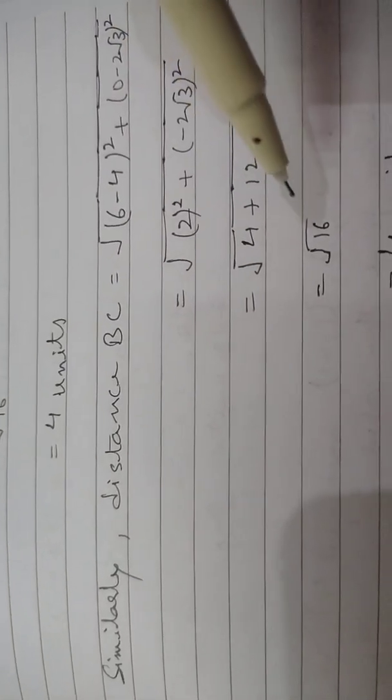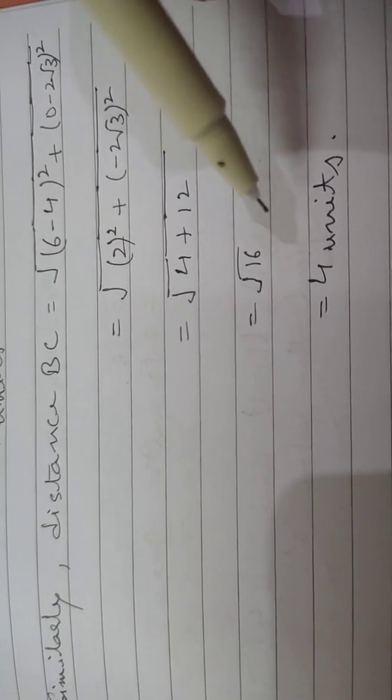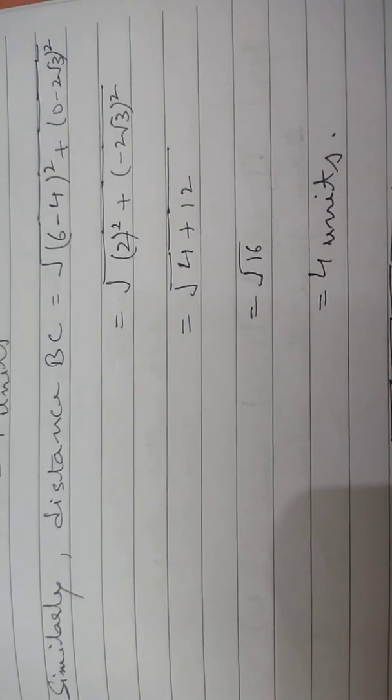Now 4 plus 12 will be √16. And again, √16 is what? It is a perfect square of 4. So the distance between BC will again be 4 units.